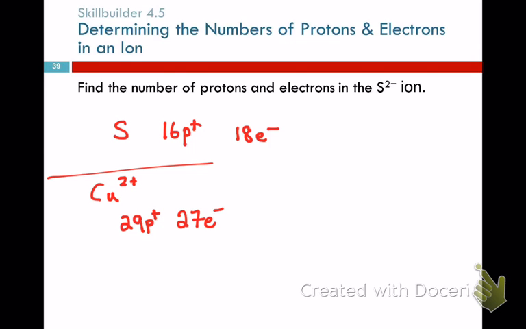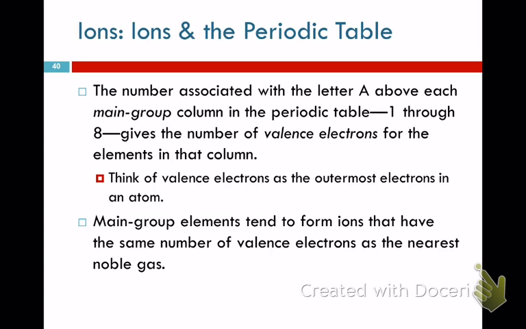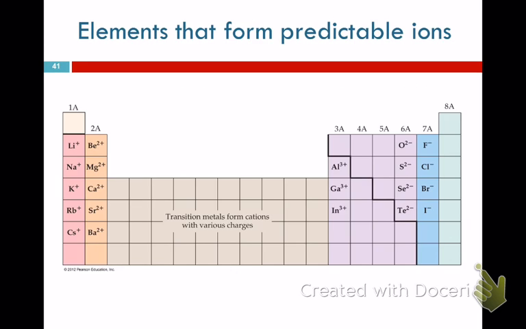So you can do it for all of them. But for the transition metals, I can't just ask you what charge you think it will be, because it could be a number of different ones. I'd have to give you a problem like I just wrote here: copper 2 plus, protons and electrons. Okay? I'm going to skip over some of this because I talked about it already.